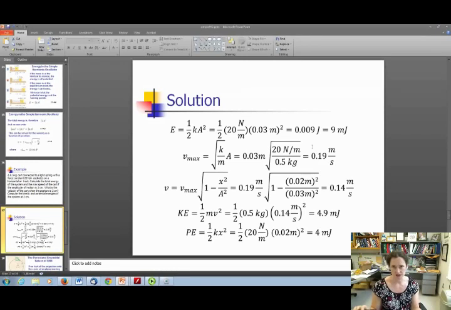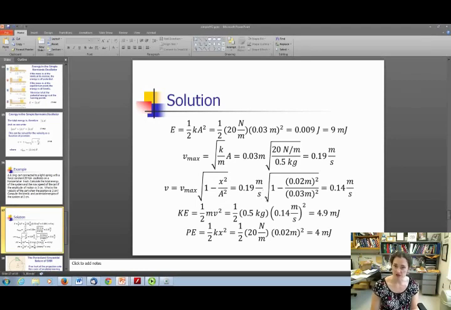Every once in a while, that'll cause a little truncation issue, but bear with me. Now, if I want to solve for the speed at a different point, all I have to know is the x position. So v is equal to v max times the square root of 1 minus x squared over a squared. That was the equation that we showed on a previous slide.